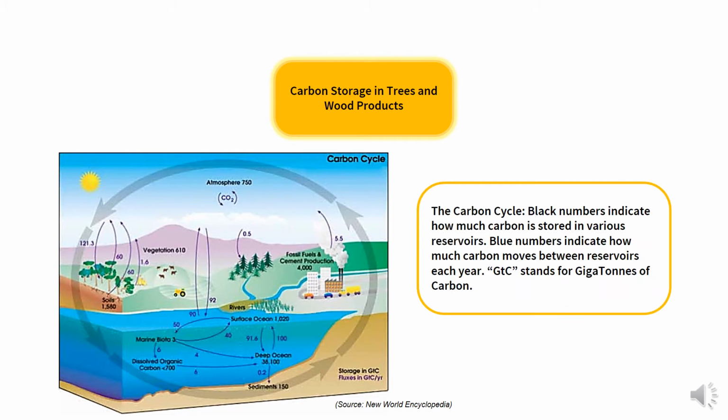As we can see in this figure of the carbon cycle, the black numbers indicate how much carbon is stored in various reservoirs. Blue numbers indicate how much carbon moves between the reservoirs each year, and the GtC or gigatons of carbon is the most commonly used unit in terms of the carbon cycle.